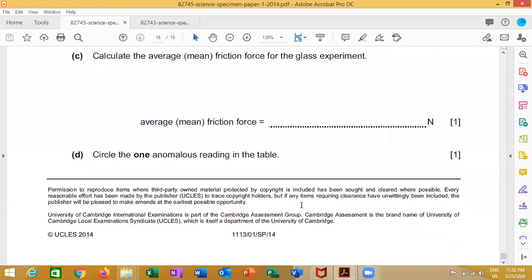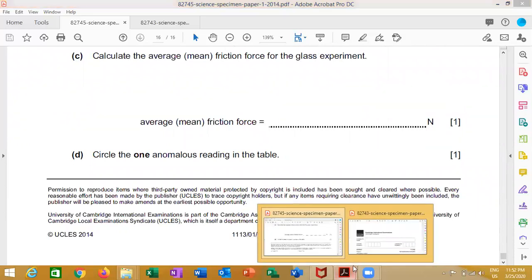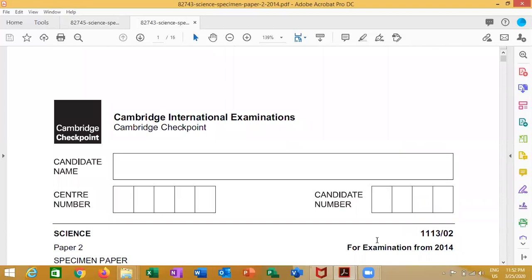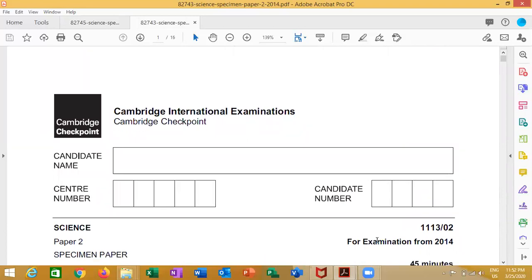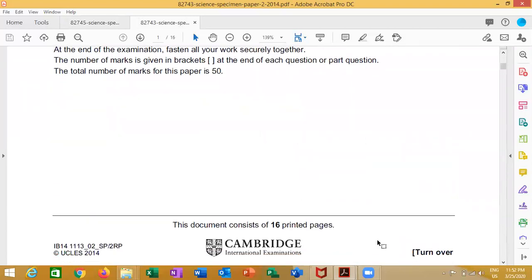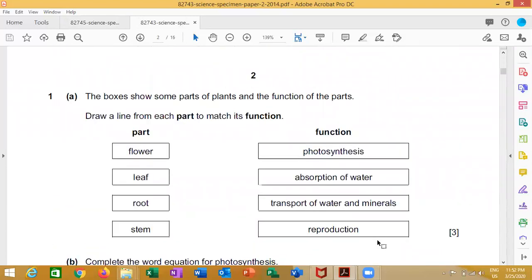Now the biology section is done in paper 1. Let's move to paper 2. Okay, let's start with question 1. In this part about the parts of a plant, let's recognize the function of each part.